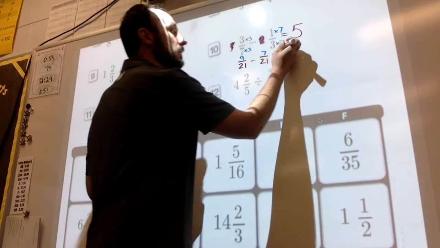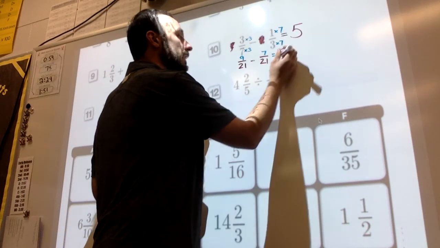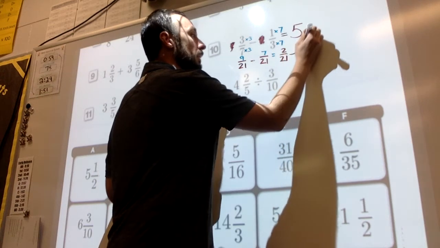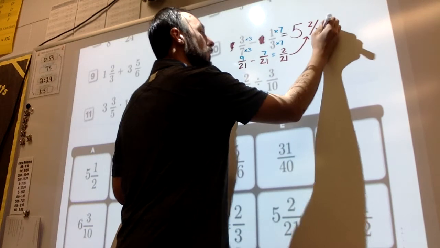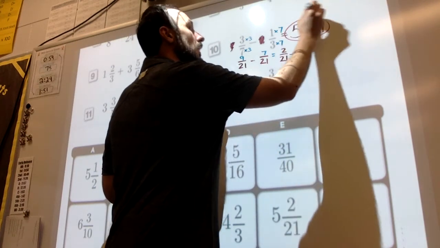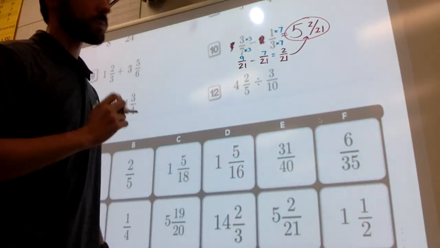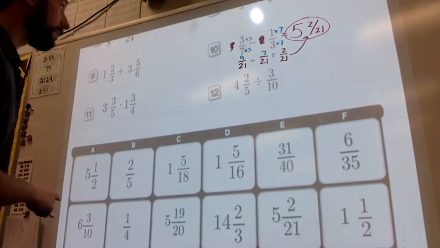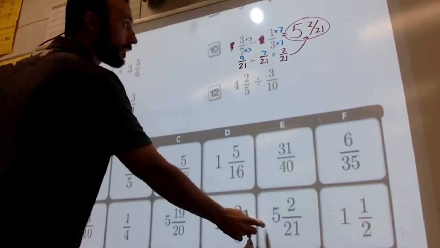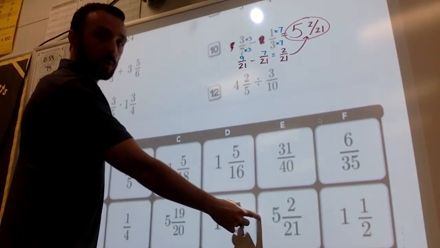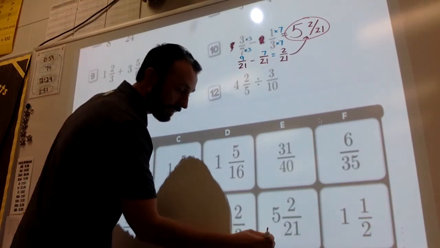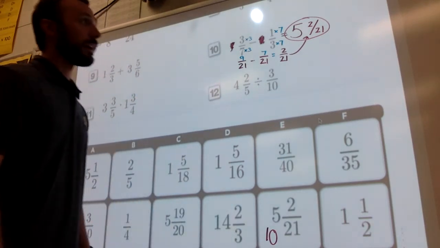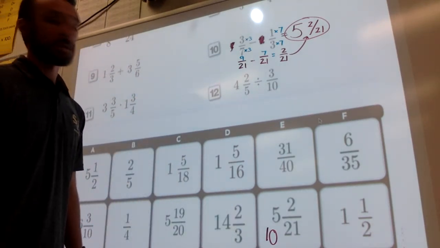And 9 minus 7 is 2. And my denominator stays the same. I take my fraction, I put it back up with my whole number. So my answer is 5 and 2/21. The way I want you to do your worksheet is once you have your answer, you look down here, find your answer right here, K. And I want you to write the number that goes with the problem here. So the answer to K was number 10. So I want you to write the number 10 in the K spot. Okay, that's what I want you to do.